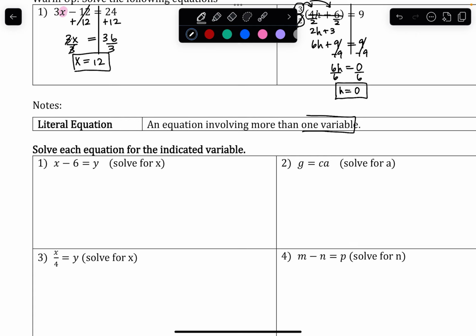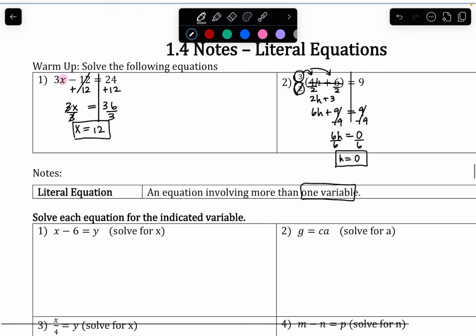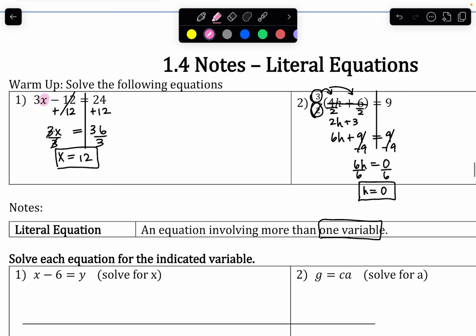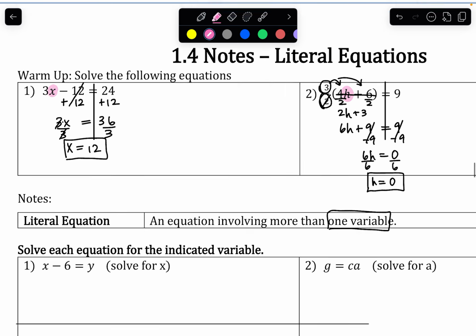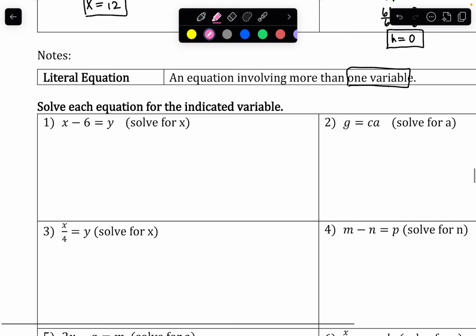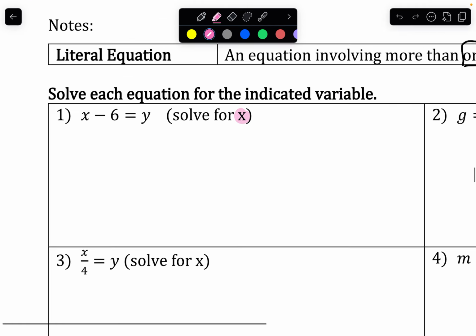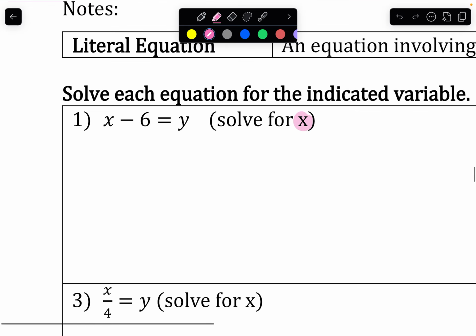Okay, so now we're going to solve literal equations, and it's just an equation that has more than one variable. So you have to really pay attention to which variable you're solving for. In the warm-up, it was clear that we were solving for x, we were solving for h. To solve the equation, we isolate the variable. The same thing happens with literal equations, only you need to pay attention to which letter you're trying to isolate. So in number 1, I see an x and a y, and we are solving for x.